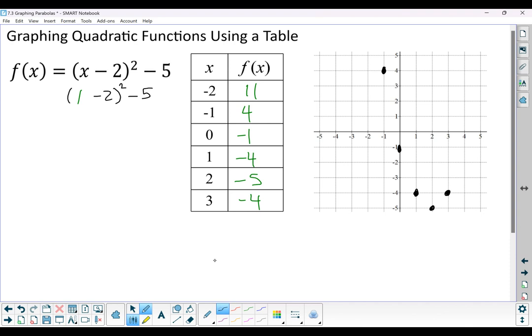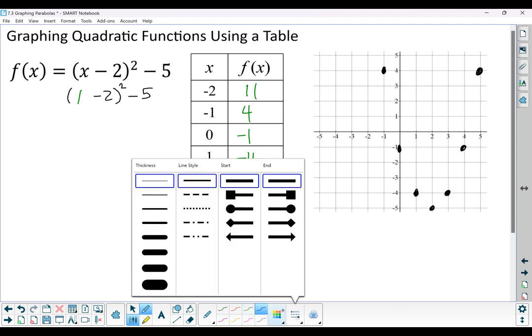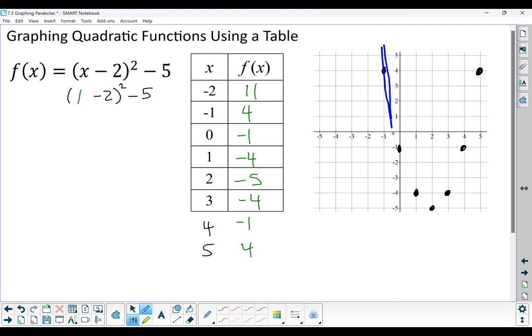We could add some more values to our table. 4 would give us a y value of -1, and the x value 5 would give us the y value 4. So you can see that parabola shape. Sometimes we'll say it's U-shaped, but the shape's name is parabola.